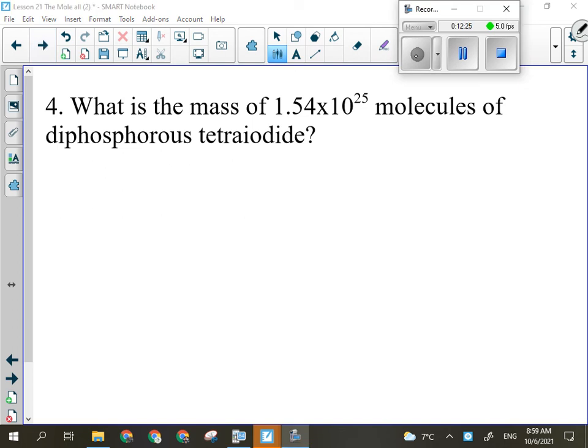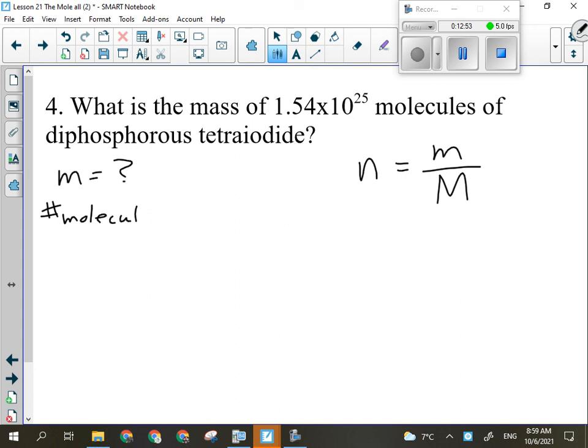All right, so question number 4 is asking us to calculate the mass. Okay, mass is obviously part of the mole equation. If I'm going to calculate mass, which is little m, I need to have molar mass, which I can always get from the periodic table, and I need the number of moles. That I don't have. The question doesn't tell me that. Okay, the question tells me that I have a certain number of molecules. Okay, 1.54 times 10 to the 25. Okay, and it tells me that the material I'm dealing with is diphosphorus tetraiodide.